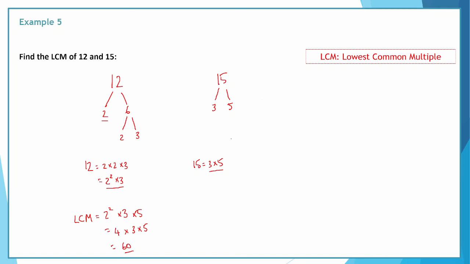And we can check this because if we do 60 divided by 12, that's going to give us 5. So it's a whole number. So we know that 60 is definitely a multiple of 12. And if we did 60 divided by 15, that's going to give us 4, which is also a whole number. So we know that 60 is definitely a multiple of 15 as well. So the LCM of 12 and 15 is 60.